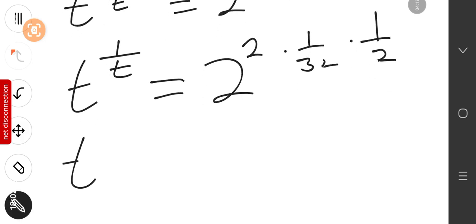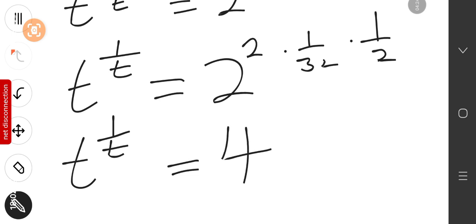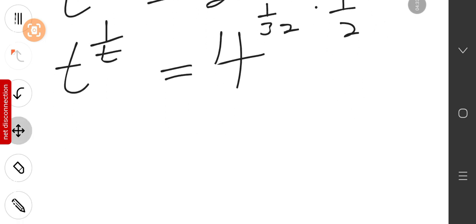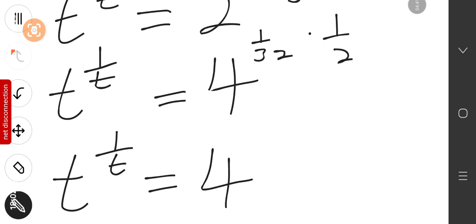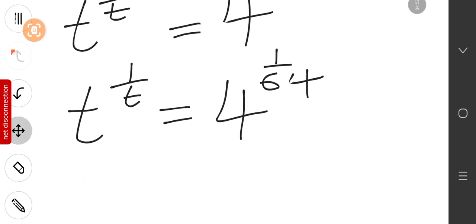So this will give us t exponent 1 over t equals, now 2 exponent 2 will give us 4. Okay, so now we have 1 over 32 as exponent multiplying 1 over 2. So you're going to have t exponent 1 over t equals 4 exponent, you multiply 1 over 32 times 1 over 2, so the exponent side, we are going to have 1 over 64. All right, now we still cannot tell what t is. So we keep on manipulating the equation, okay?